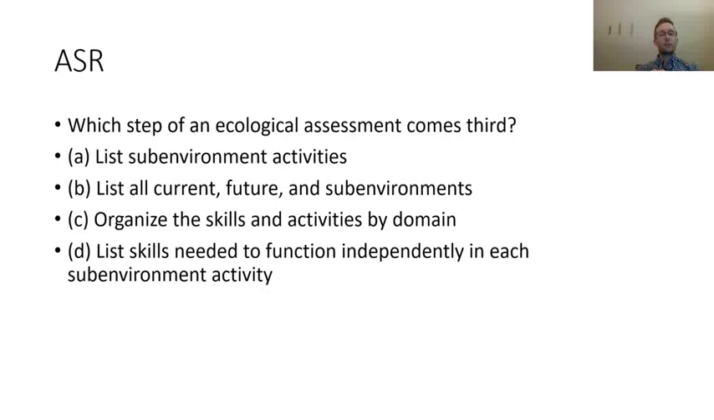Which step of an ecological assessment comes third? A. List sub-environment activities. B. List all current and future sub-environments. C. Organize the skills and activities by domain. Or D. List skills needed to function independently in each sub-environment activity.